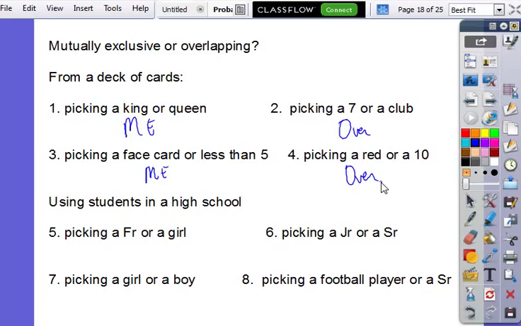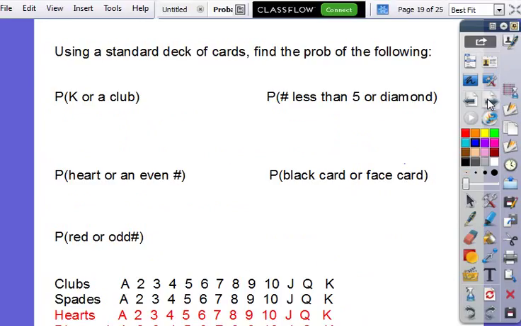All right, if I'm using students in high school, picking a freshman or a girl. That's overlapping. So I can pick a freshman, I can pick a girl, or I can pick a freshman that is a girl. Picking a junior or a senior. Well, that's mutually exclusive because I can't pick a junior and a senior at the same time. Picking a girl or a boy. Mutually exclusive, can't pick both. A football player or a senior. That will be overlapping. All right. Any questions on that?